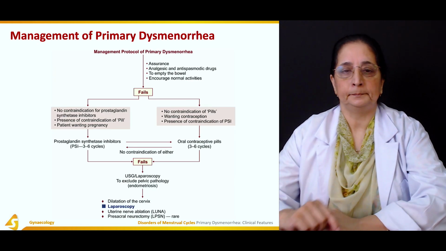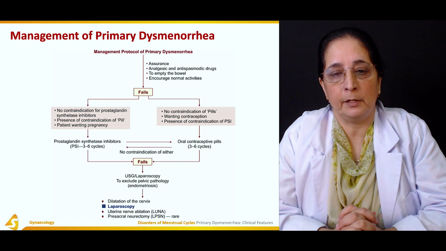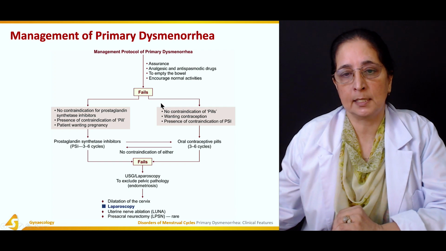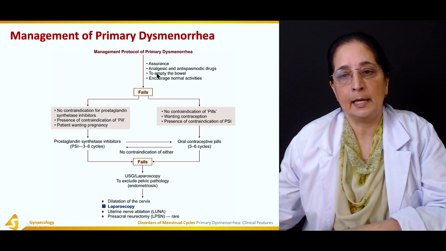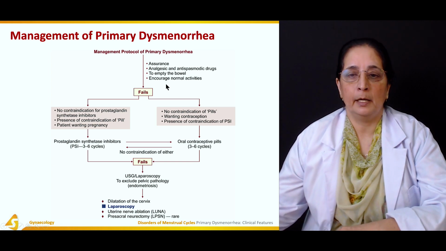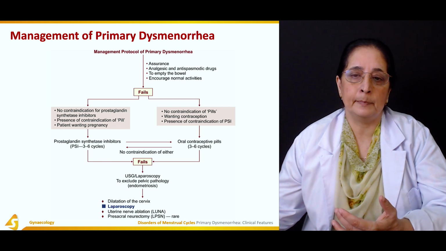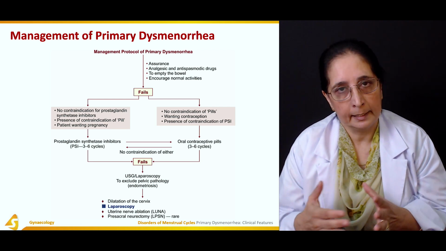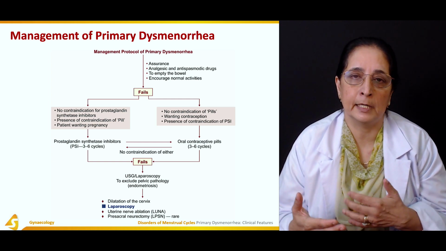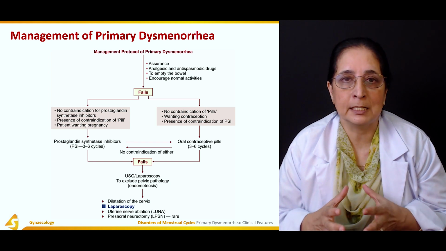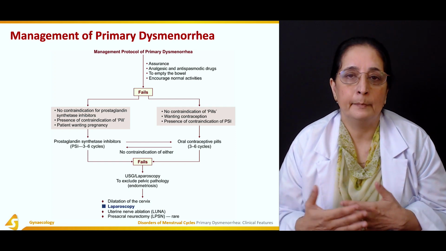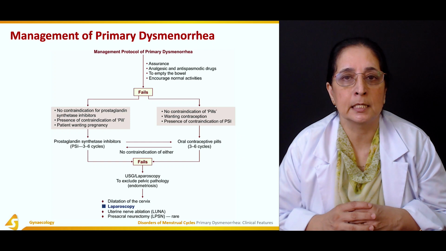Next, management of primary dysmenorrhea. Management: first we have assurance, then analgesics and antispasmodic drugs are used, and then we encourage normal activities. Try to explain to the patient that it will get better, and that they should have their normal routine as much as possible. So this is the first line of treatment: assurance, encouragement, and use of basic analgesics and antispasmodics.